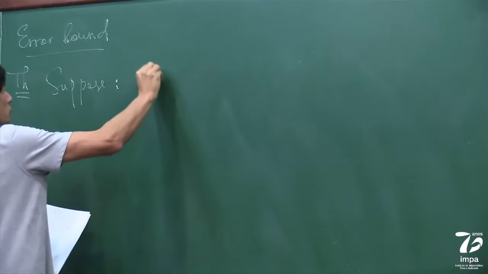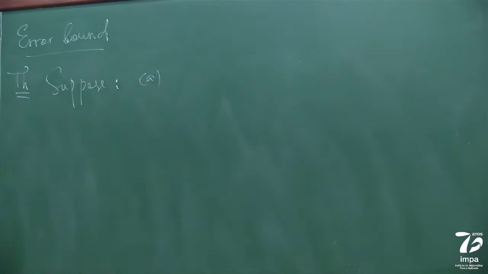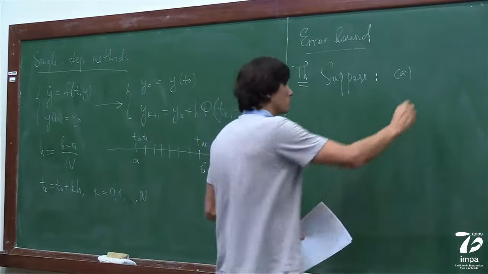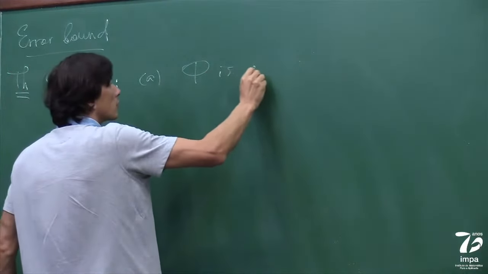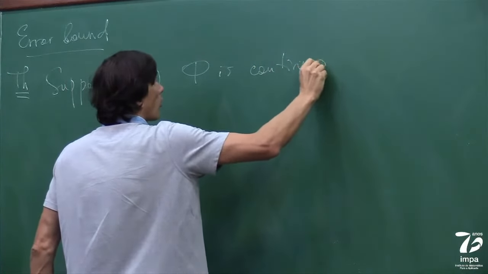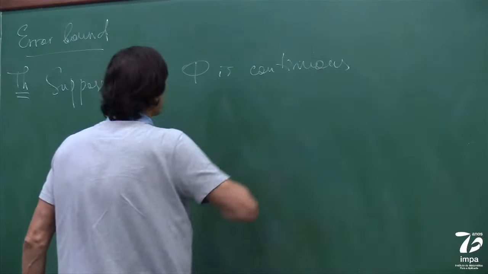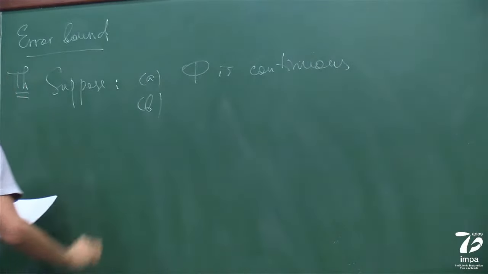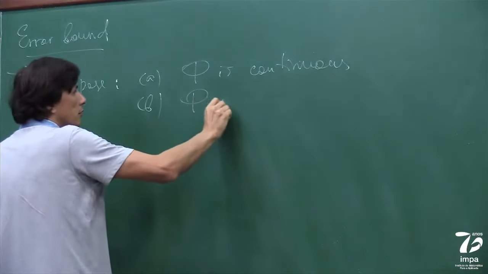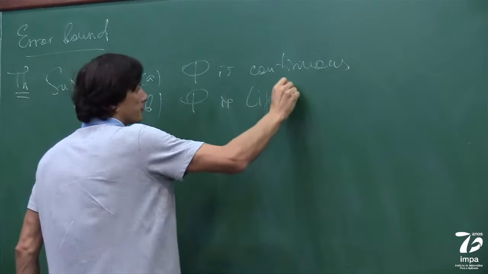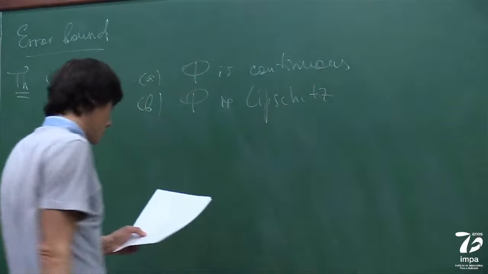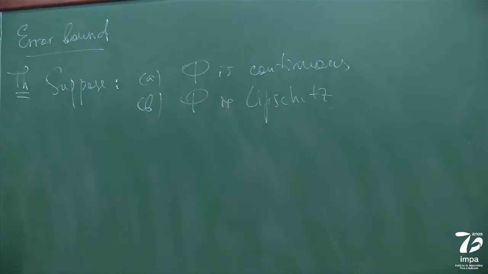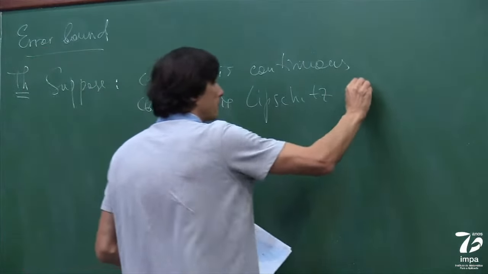The first assumption is that this function phi is continuous, in all 3 variables. Second is that it's Lipschitz. You can see that the Lipschitz condition is actually rather general, and is usually needed for ordinary differential equations. So it's Lipschitz in y.